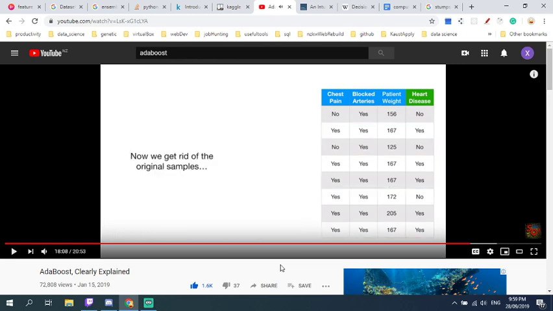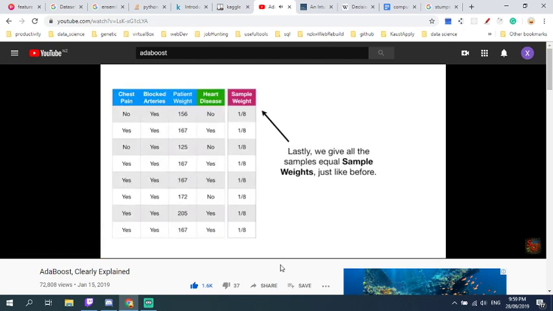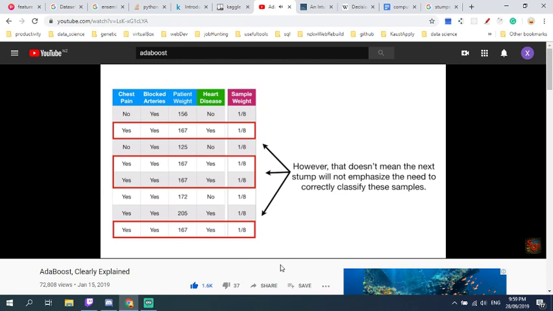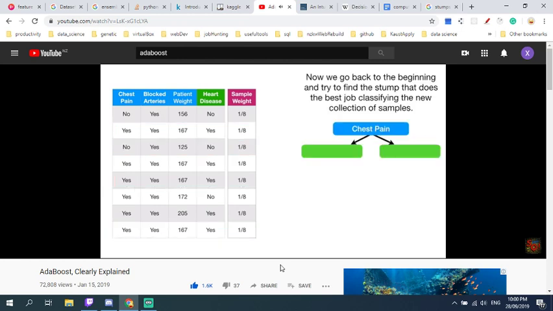Now we get rid of the original samples and use the new collection of samples. Lastly, we give all of the samples equal sample weights, just like before. However, that doesn't mean the next stump will not emphasize the need to correctly classify these samples. Because these samples are all the same, they will be treated as a block, creating a large penalty for being misclassified. Now we go back to the beginning and try to find the stump that does the best job classifying.